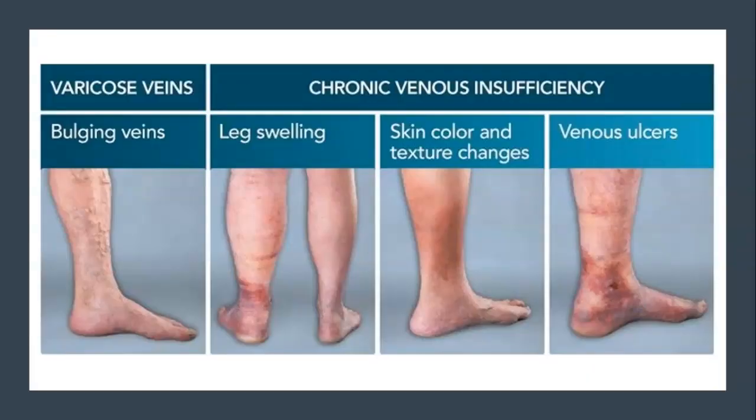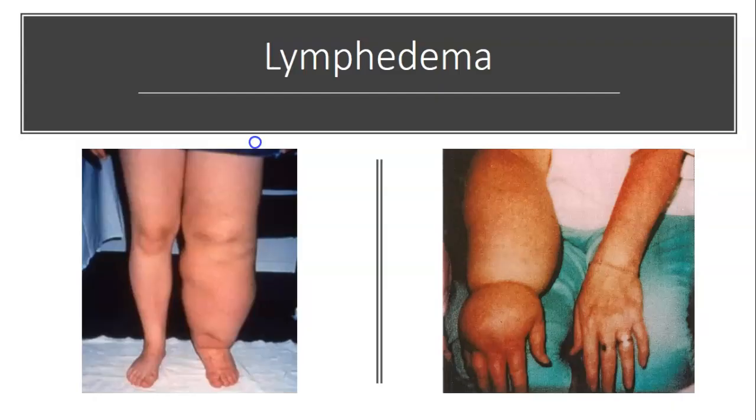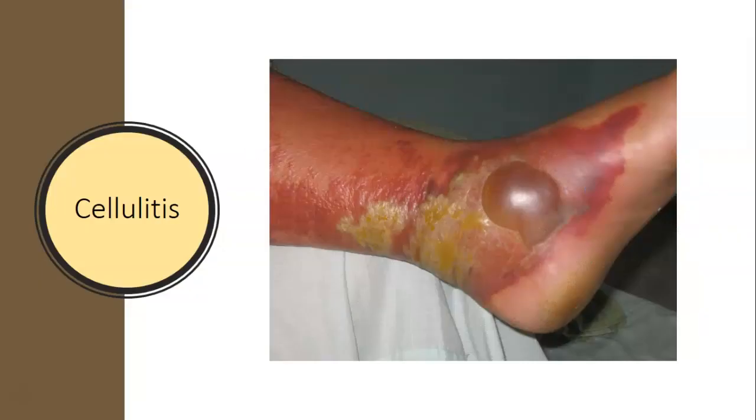So one issue that comes about with a chronic venous insufficiency is varicose veins. You can have bulging veins, leg swelling, change in color and texture, and worst case is your venous ulcers. Lymphedema is another issue of a venous insufficiency. Cellulitis can result because of venous insufficiency.